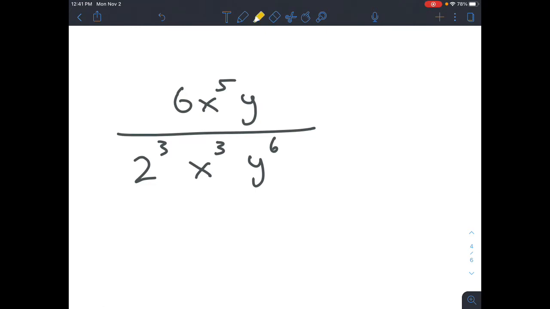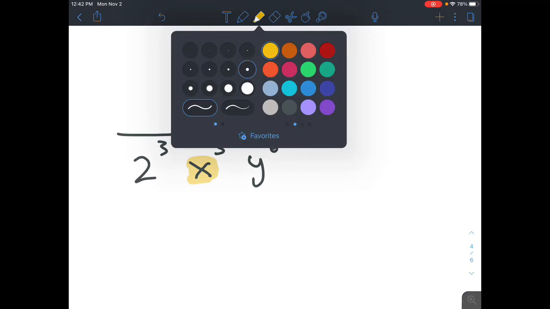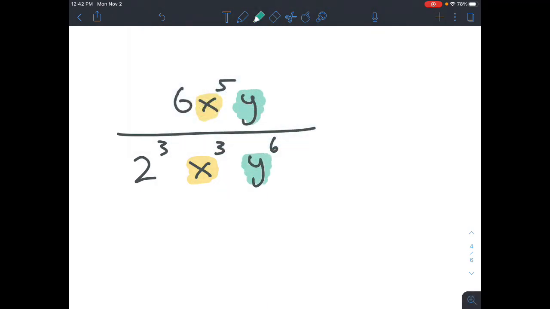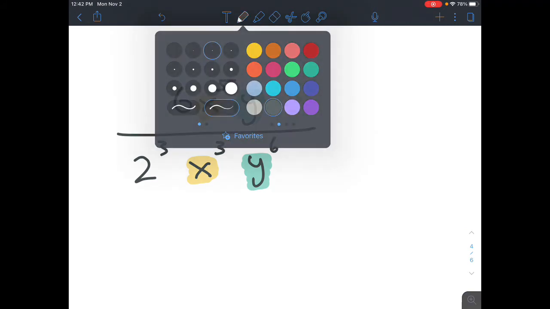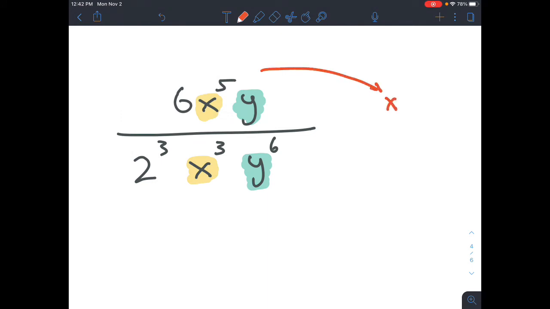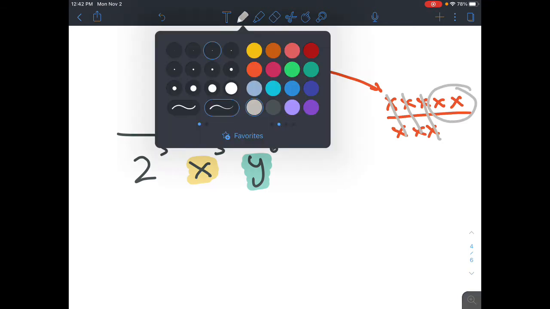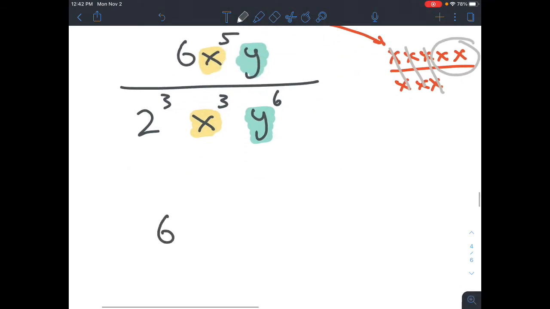The next step is we want to look at our like bases. The base is the number that is below the exponent. So the x's are like bases here, and the y's are like bases. If I were to expand this out a little bit on the side, I have 5 x's in the numerator, 1, 2, 3, 4, 5, and 3 x's in the denominator. When I simplify those, I cancel out the pairs, and I'm left with 2 x's in the numerator. So I'm going to have 6x squared in the numerator.